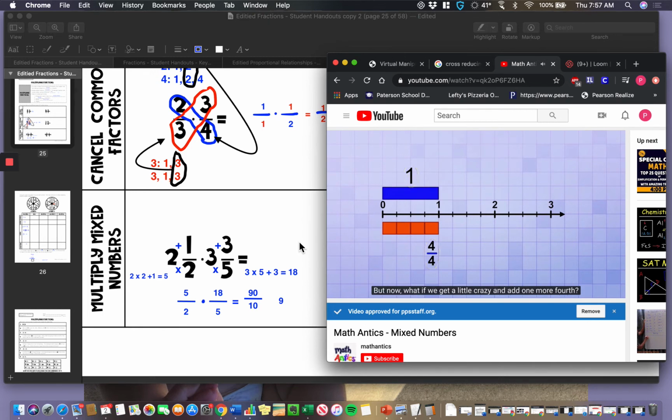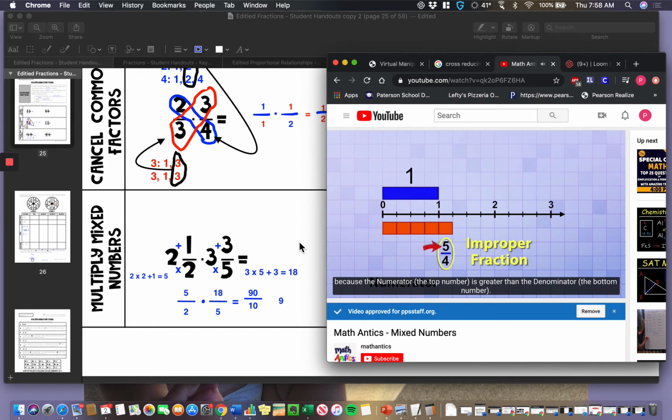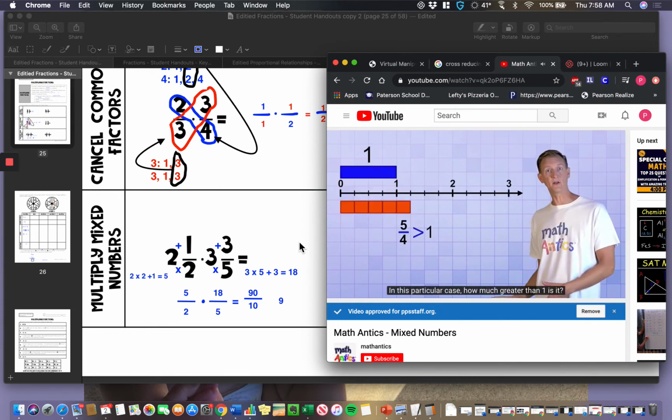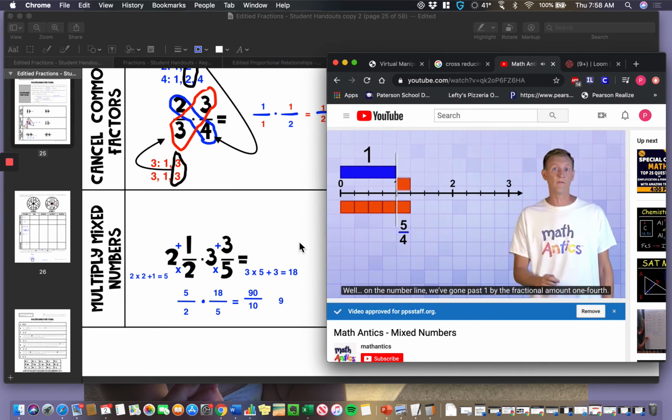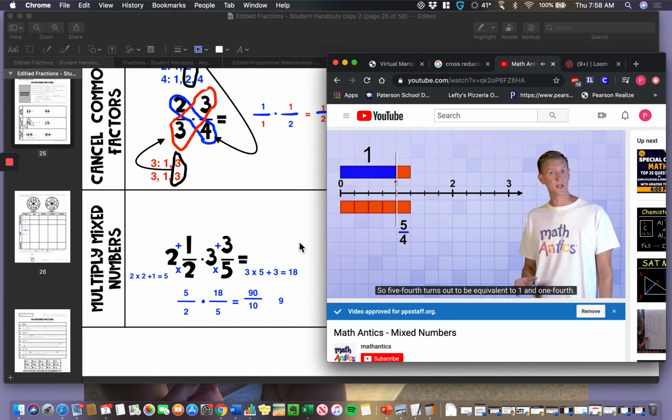But now, what if we get a little crazy and add one more fourth? Now we have 5/4, and we've gone past 1 on the number line. 5/4, or 5 over 4, is what we call an improper fraction, because the numerator, the top number, is greater than the denominator, the bottom number. That means its value is greater than 1. In this particular case, how much greater than 1 is it? Well, on the number line, we've gone past 1 by the fractional amount 1/4. So 5/4 turns out to be equivalent to 1 and 1/4.